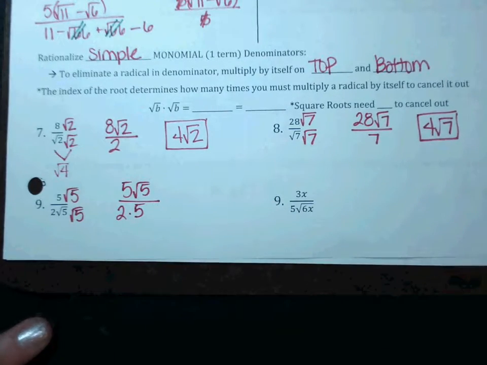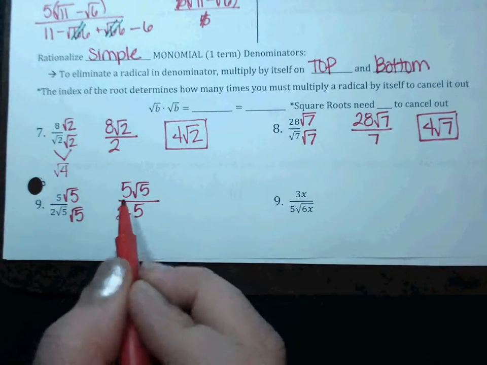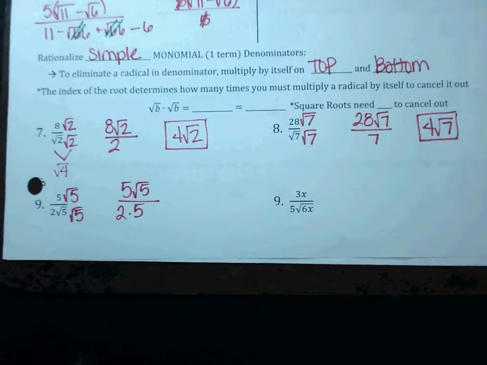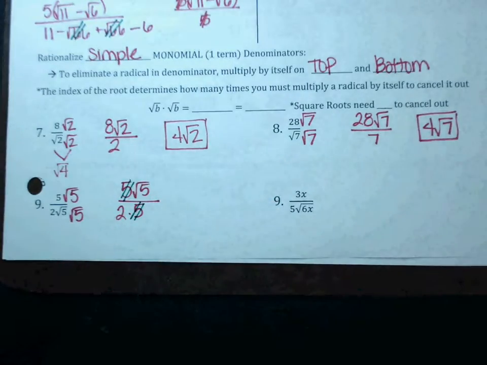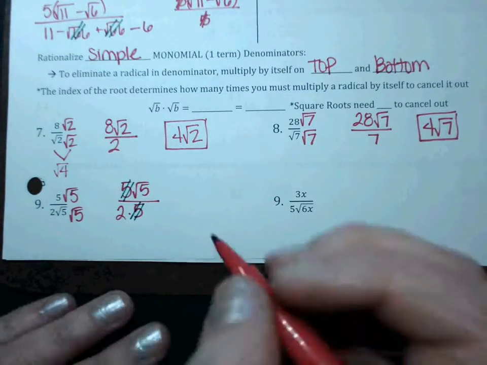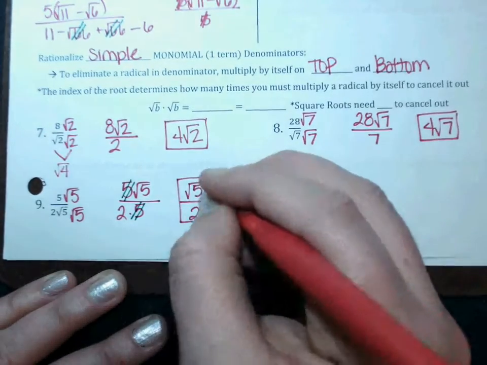Now, at this point, you would normally do what with the 2 and the 5? Multiply. However, if I have a 5 on top and on bottom, what am I allowed to do? Cancel them out. Okay, so if I have a 5 here and here, I'm going to cross them out. My answer will just be root 5 over 2.